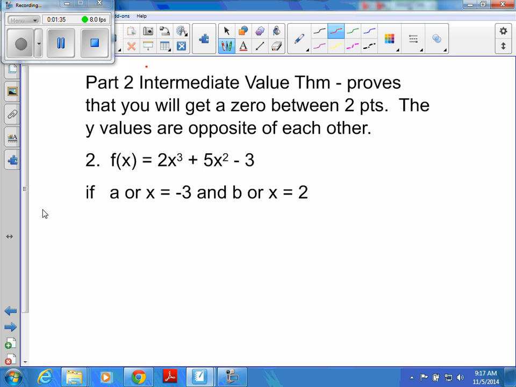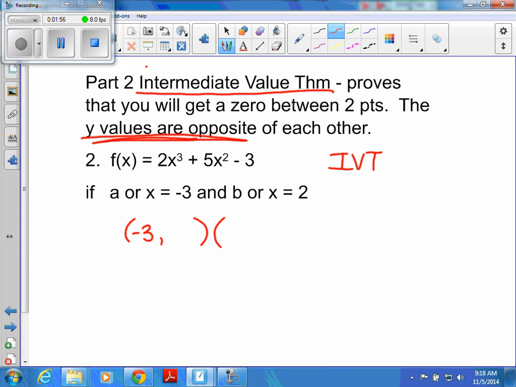Part 2, very important: the intermediate value theorem. In the calculus book, they call it the IVT. It proves that you will get a 0 between 2 points if the y values are opposite of each other. So this is what you're going to do. Your x equals negative 3, you're going to make an ordered pair. X equals 2, you're going to make an ordered pair.